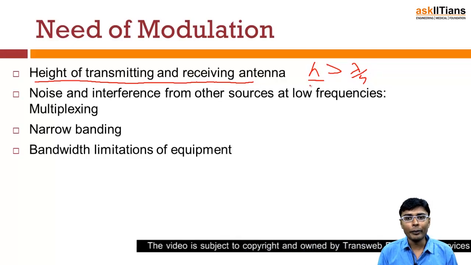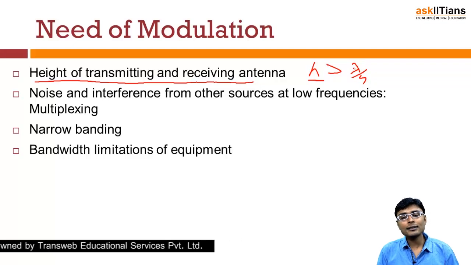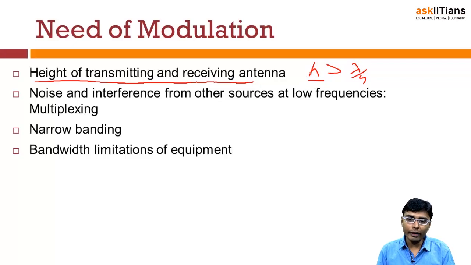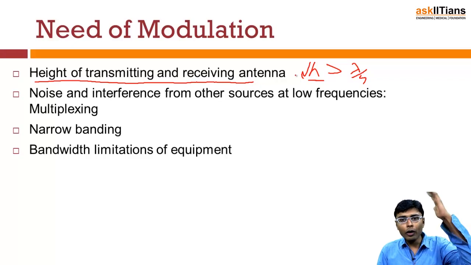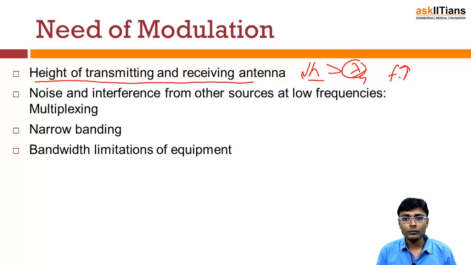Now you can imagine from here that if the wavelength is higher, the height of the antenna will also be higher, and if the wavelength is lesser, the height of the antenna will also be lesser. We want the antenna height to be small. We don't want the tower to be of a very large height. We want the height of the antenna to be medium size or less. So for that, the wavelength should be less, which means the frequency should be higher.